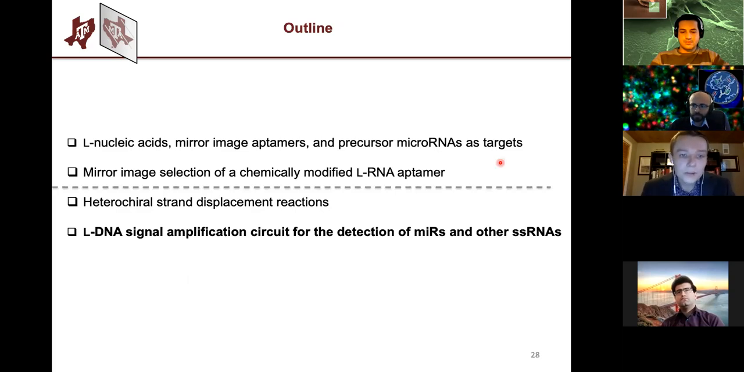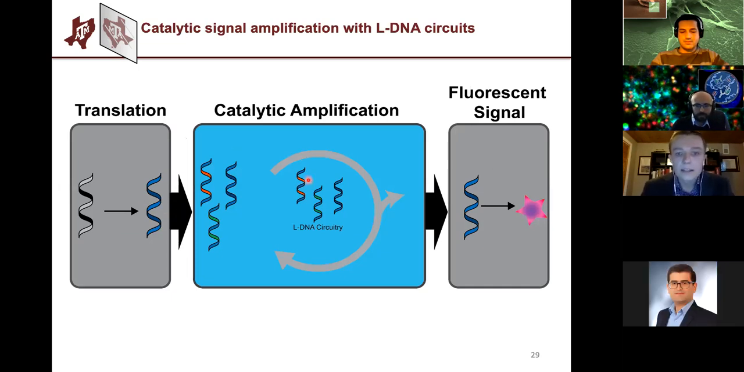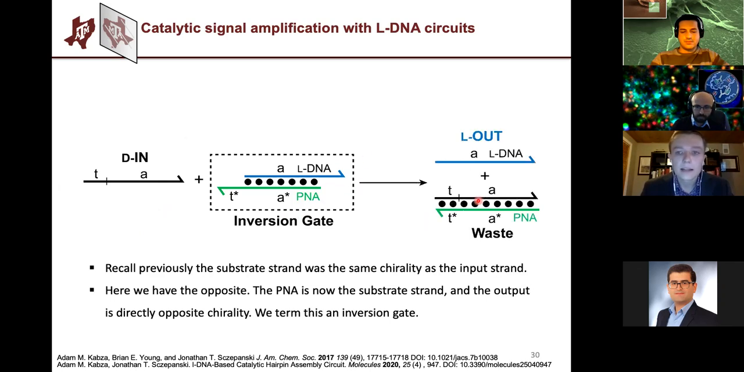We decided to start with generating a signal amplification circuit for the detection of microRNAs and by extension other single-stranded RNAs. To do this, we pursued making an L-catalytic hairpin assembly, or CHA as I'll refer to it. So in this case, again, we move to L, catalytically amplify a signal, and generate a fluorescent output. This will again be based on this inversion gate, not the racemization gate, because we need to go directly from a D microRNA input to an L output, which will then activate our catalytic hairpin assembly.